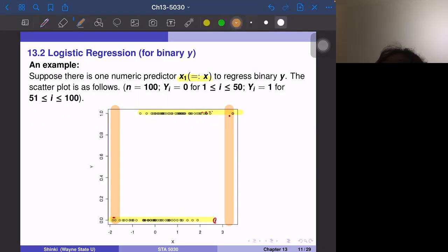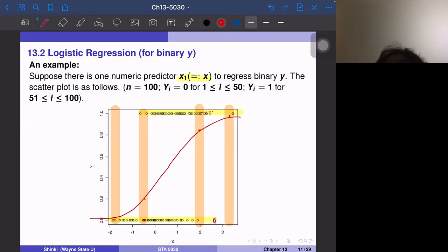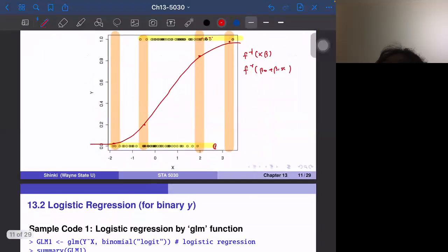So in the middle, we have maybe the more non-trivial thing. Here, probably the success probability is only 20%, maybe. And around here, maybe the probability is 80%. So we want to estimate this kind of curve. So this is the F inverse of x beta, or F inverse of beta naught plus beta 1 x. So in this case, probably beta 1 is positive, so larger x means a larger probability of success. So that is our objective.